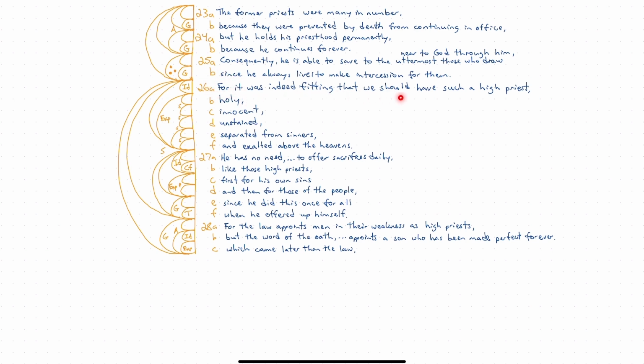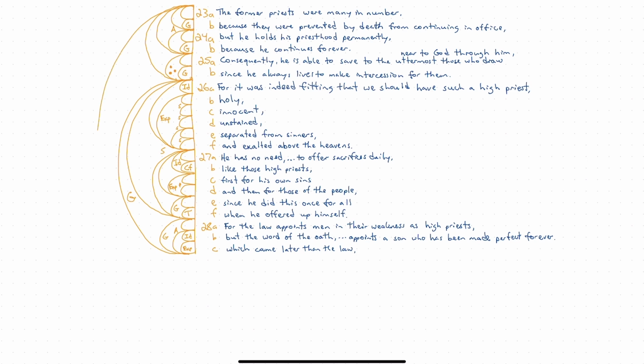For it was indeed fitting that we should have such a high priest. And then he goes on to describe the characteristics of that high priest here in 26. And then in 27, the nature of his sacrifice. And then the summary of his strength over against the weakness of the former priests. And so this word for, which points us to the relationship of ground, the relationship between a statement and the argument or the reason for that statement, using the word for. And so I can go ahead and label this as ground.